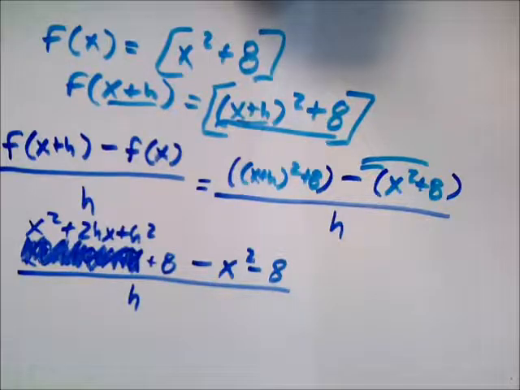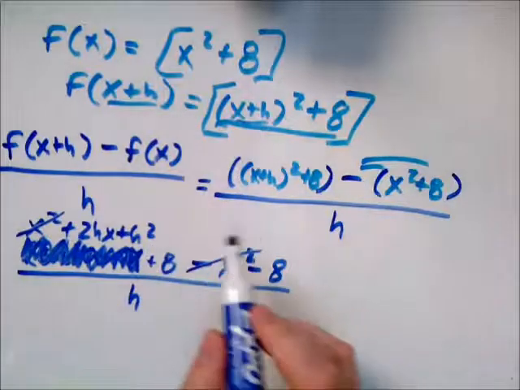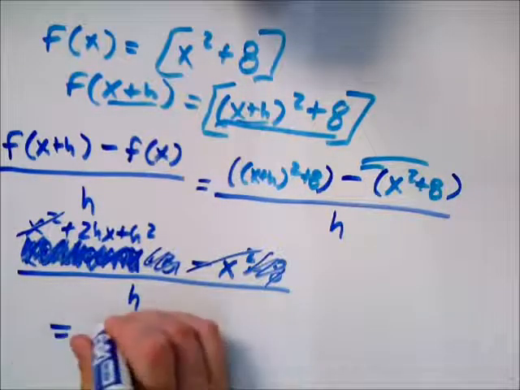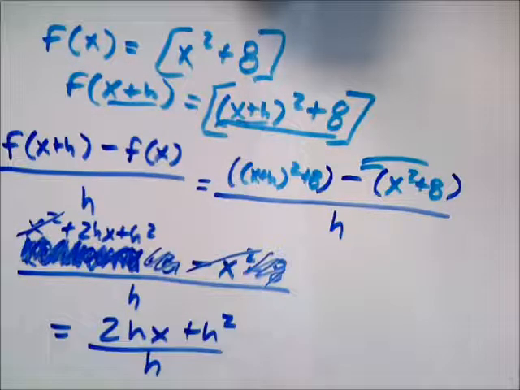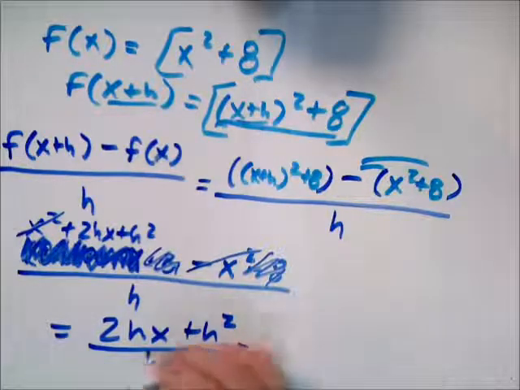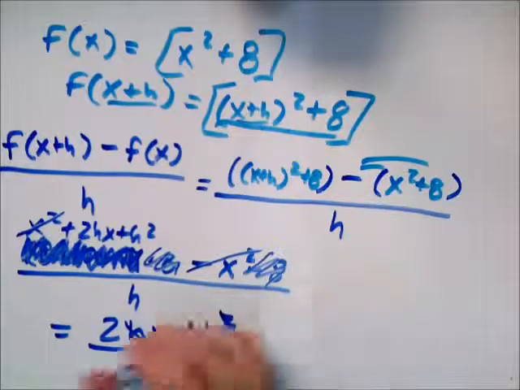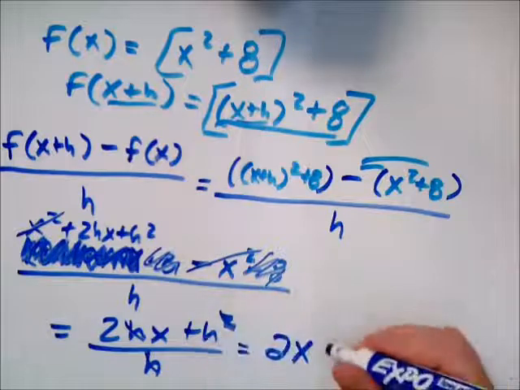Alright, then see if there are any like terms. Looks like this positive x squared and this negative x squared cancel, and this plus 8 and this minus 8 cancel. So I'm left with 2hx plus h squared all over h. And notice both these terms have an h, so I can divide it out of each term. So here that will cancel, and here it will cancel just one of those. So 2hx divided by h is just 2x, and then h squared divided by h is h.